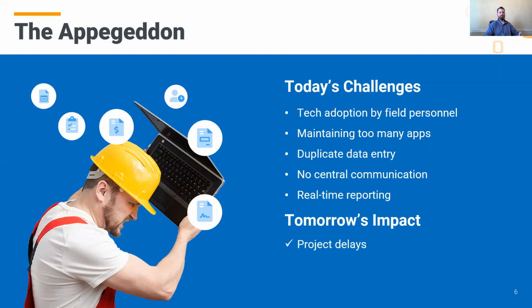So what type of impact does this have? Project delays is a big one. We don't know about the information on time. How could we make timely decisions for our projects?